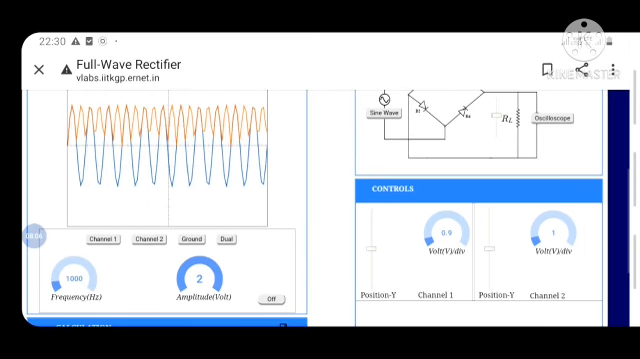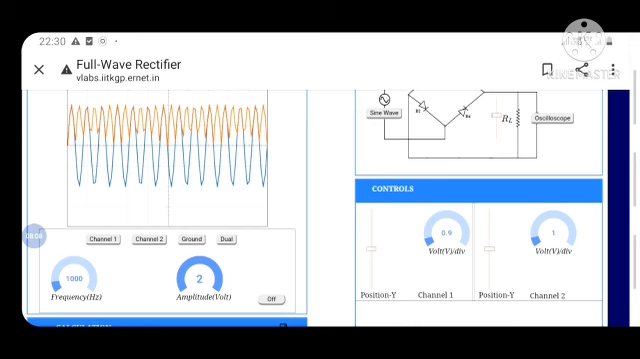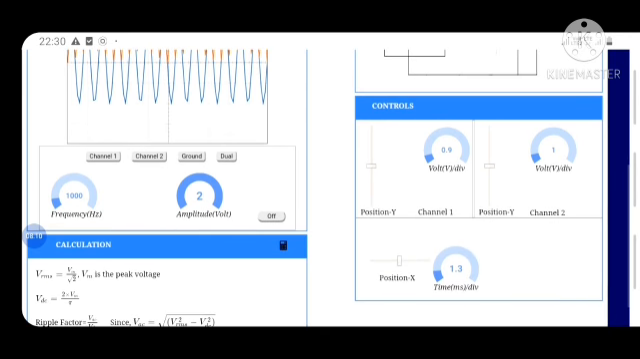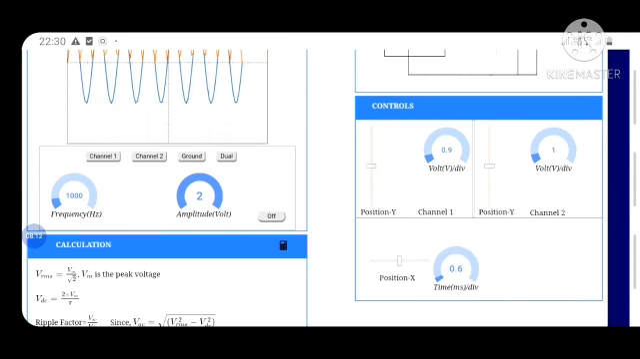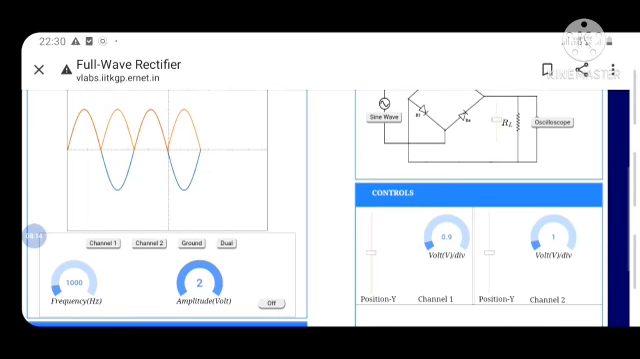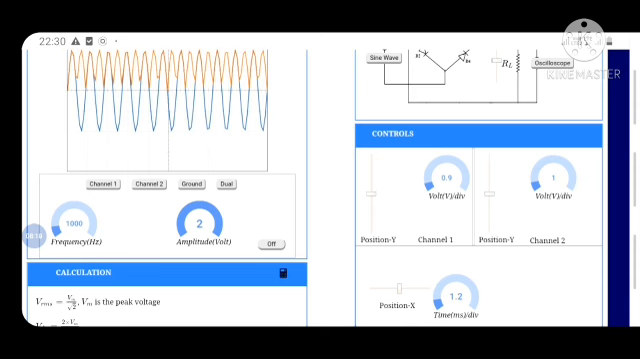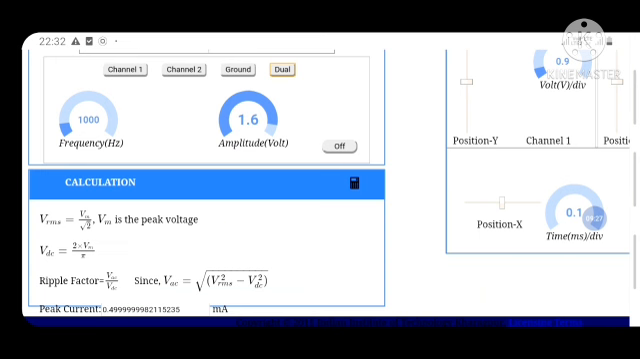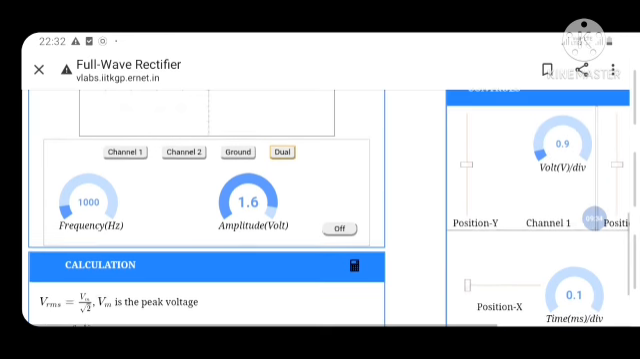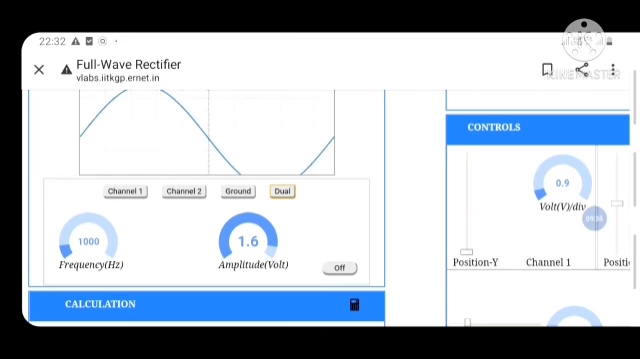According to the given instructions, you can vary the input amplitude, you can vary the frequency, and you can observe the output voltage waveforms. With the help of the control panel at the right side, you can position the waveform vertically or horizontally. You can change the position of the waveforms, and you can also magnify or compress the waveform by using the control knobs.